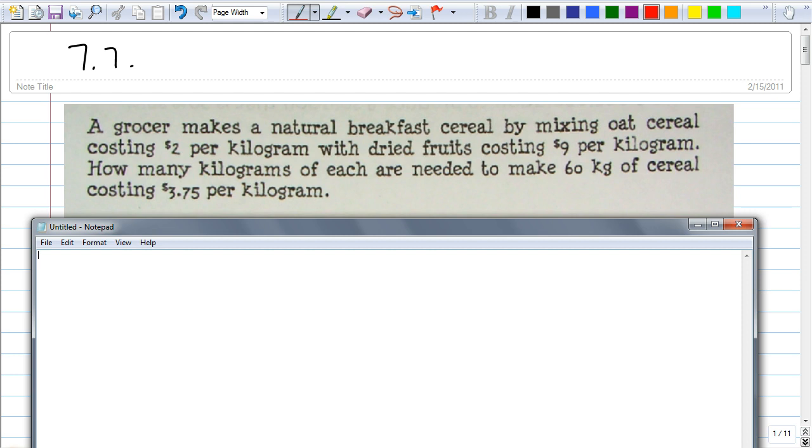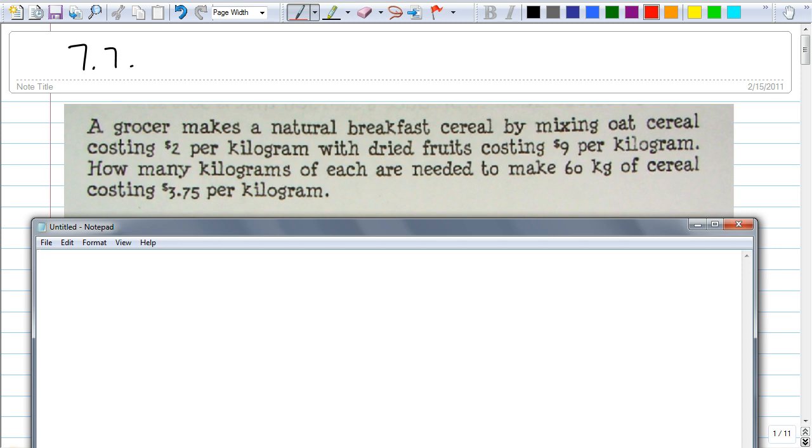375 per kilogram, right? Why don't they just put 30 kilograms of cereal and 30 kilograms of dry fruit and sell it that way? Why do we even have this problem? Why don't they just put half and half? Yeah? It's not a good mixture. No, actually, that's not the actual point. It's not just because it may not taste good or anything.